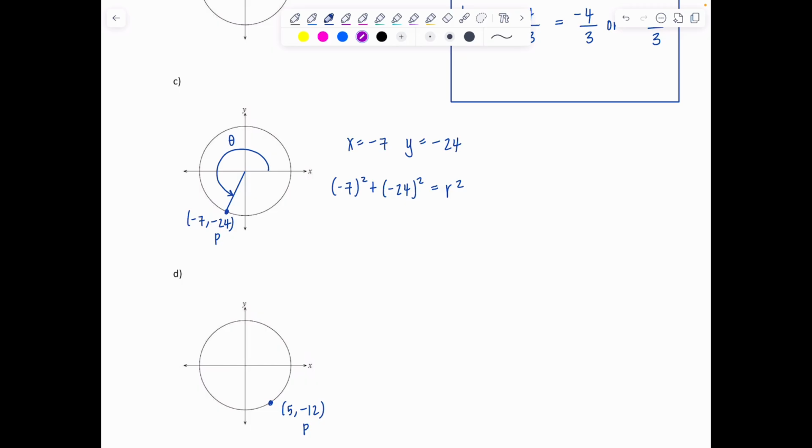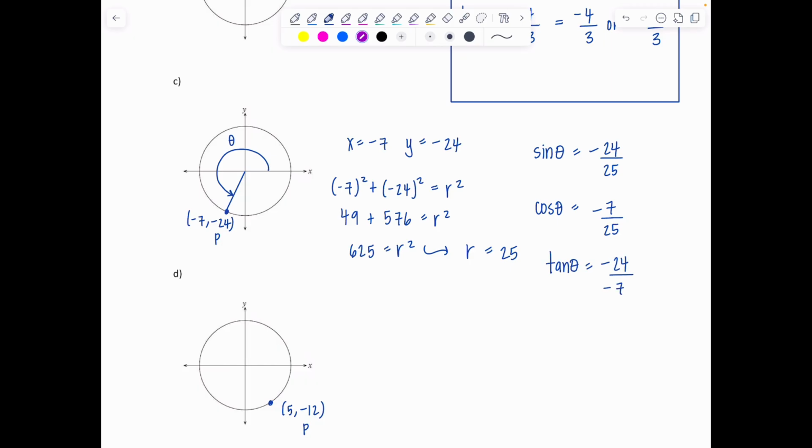So 7 squared, that's 49. 24 squared is 576 equals r squared. 576 plus 49 is 625. So r equals plus or minus, nope, just the plus, 25. Good. So then sine of theta is going to be -24 over 25. Cosine theta is also -7 over 25. And then tangent theta is y over x, -24 over -7, which is positive 24 over 7. Good? Okay, beautiful.